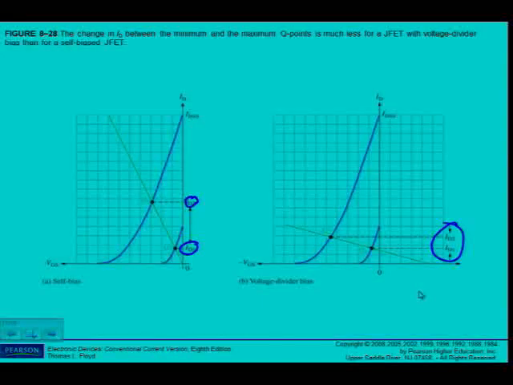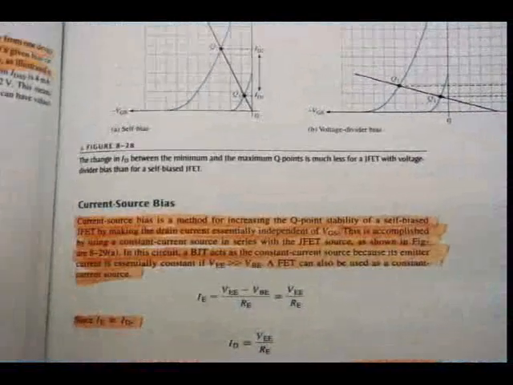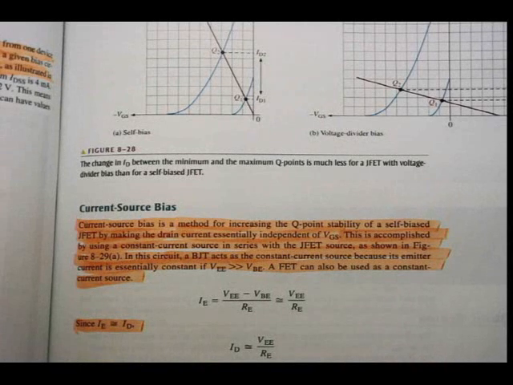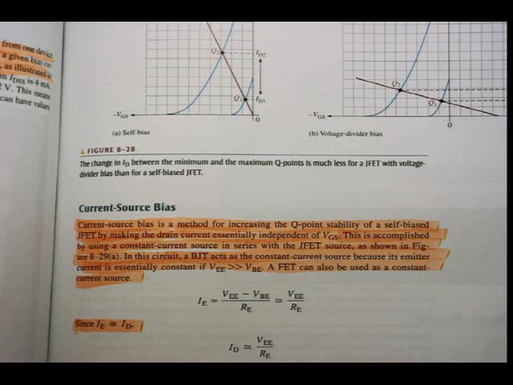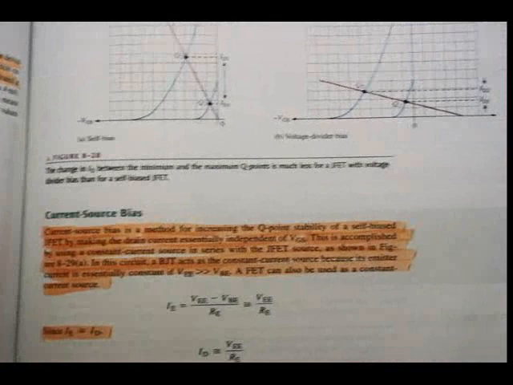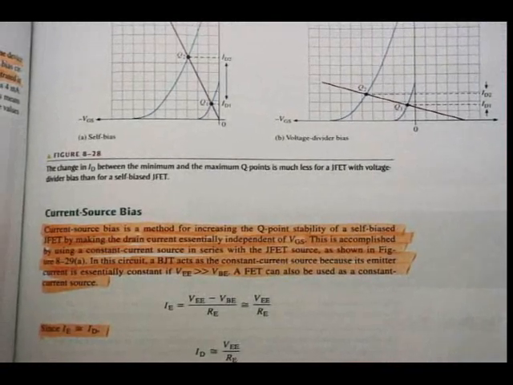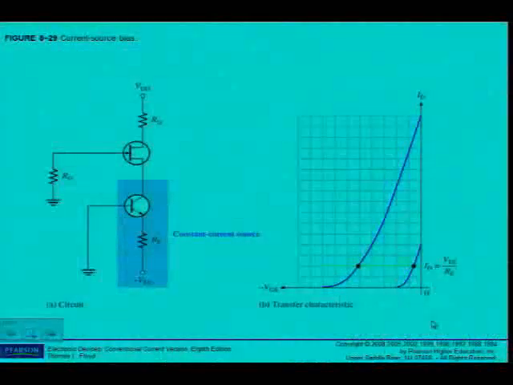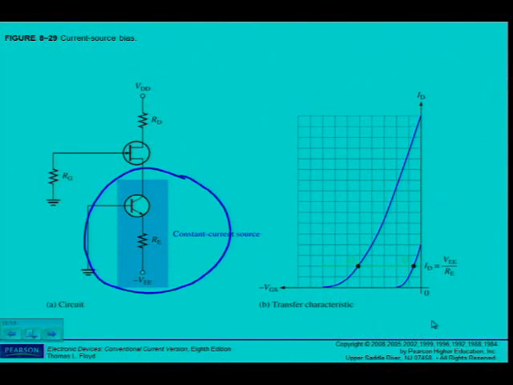Alright, the last one that I want to discuss with you is the current source bias, on page 391. The current source bias is a method for increasing the Q point stability of a self-biased JFET by making the drain current essentially independent of VGS. This is accomplished by using a constant current source in series with a JFET source as shown in figure 8.29a. We can see there's my constant current source. In this case, it has been done with a BJT.